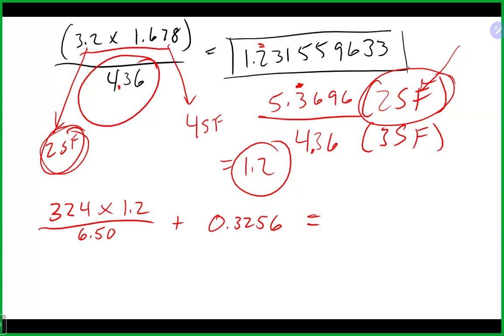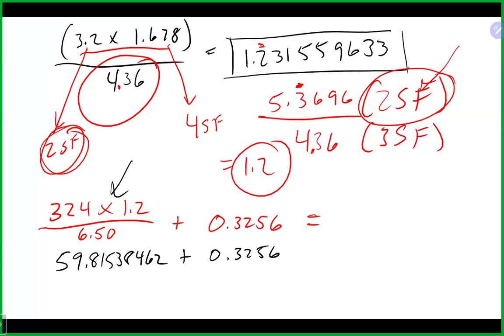All right, let's take a look. So again, here I would obviously multiply the top first, and go with the right numbers here. 324 times 1.2. I'm going to hit equals. And I'm going to divide it by the bottom number there, which is 6.5. That's going to give me, technically on my calculator here, 59.8153846. And we're going to do a plus 0.3256.